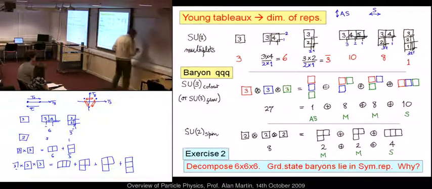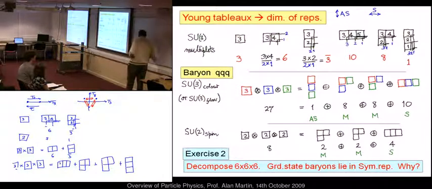So if we work out what this one is, we always put 3 in the first box. Then we put 4, and then we put 5. Then by Hook's rule, we go through 3 boxes for this one, 2 boxes for this one, and 1 box for this one. So this is a 10-dimensional representation.